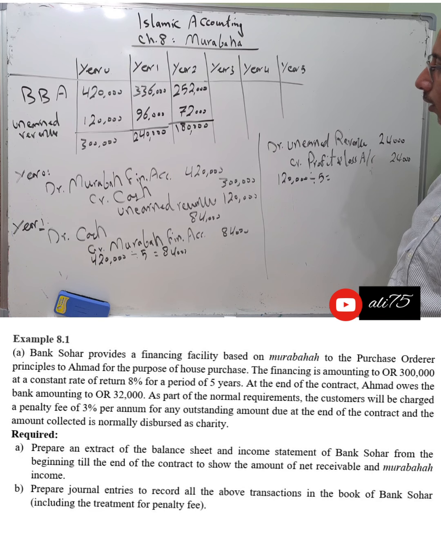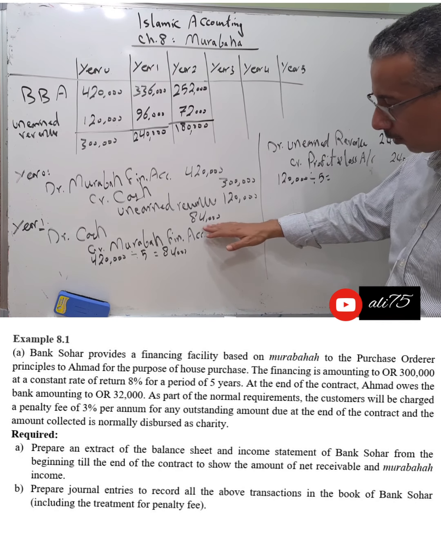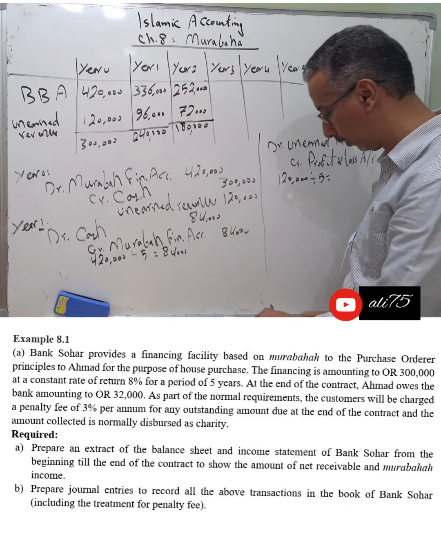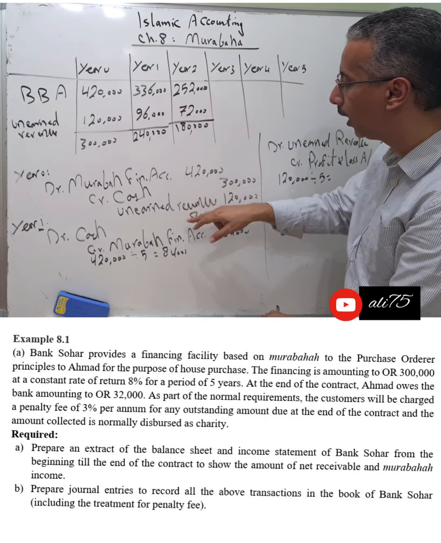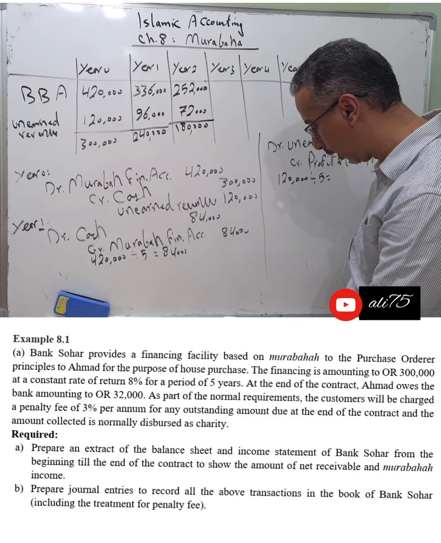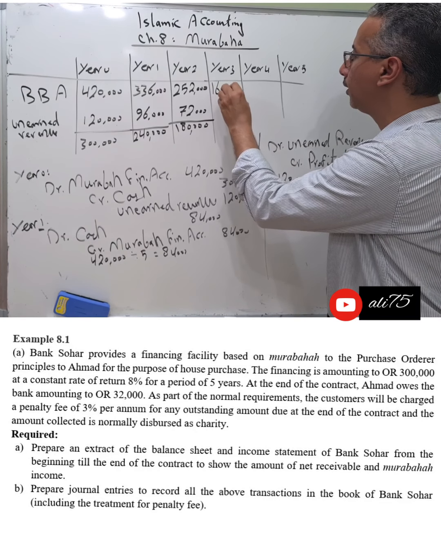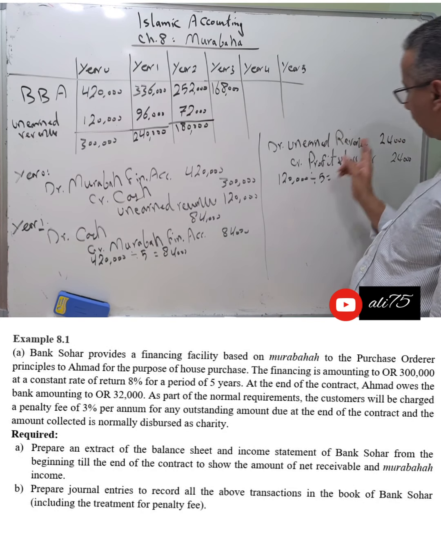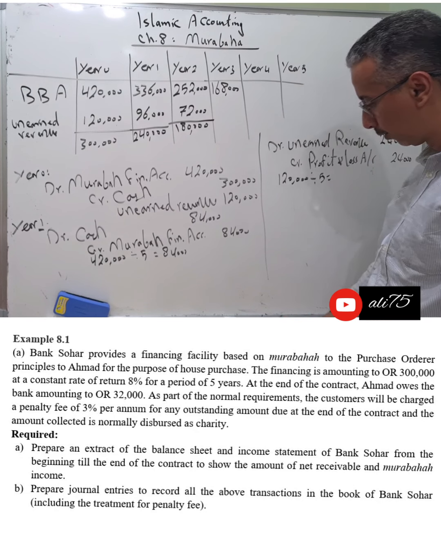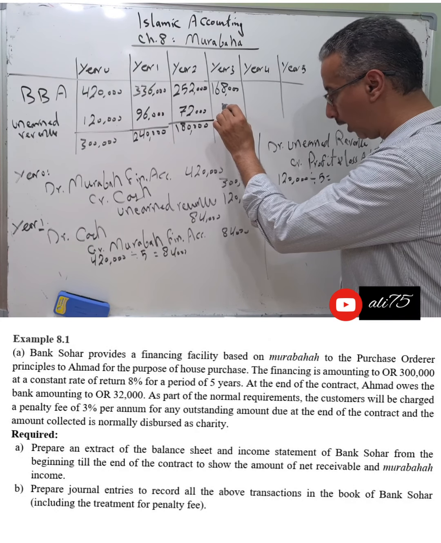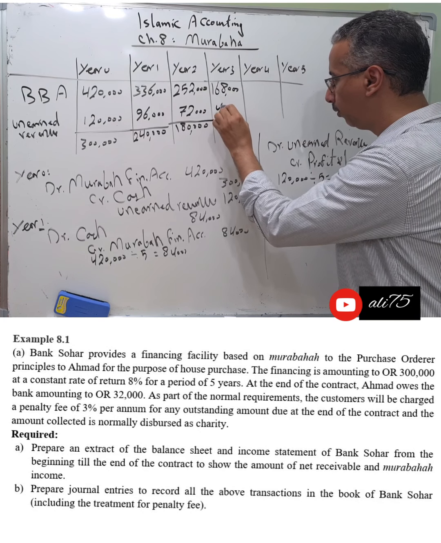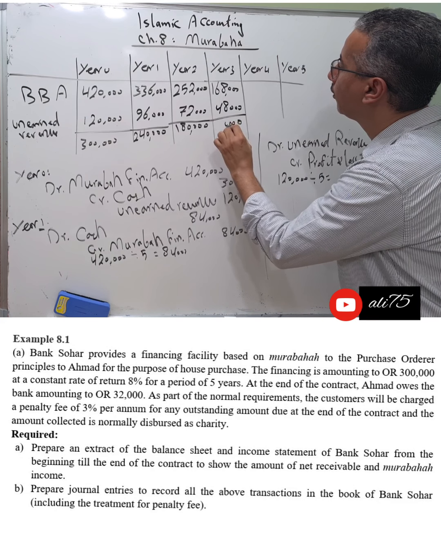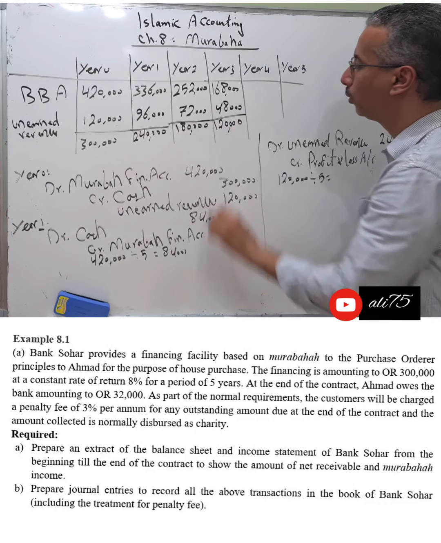Going to year 3, بيع بثمن آجل will be reduced by the same amount, by 84. 252,000 minus 84,000 will be 168. 72,000 minus the 24,000, which is recognized or earned, the remaining will be 48. So remaining 120,000.